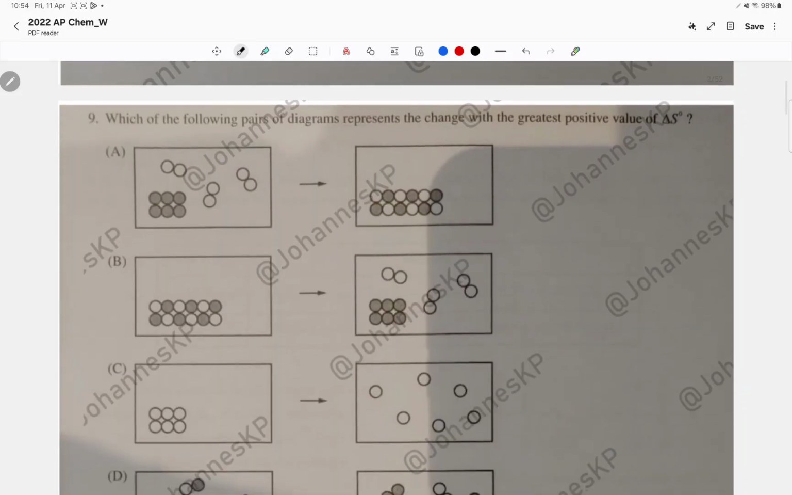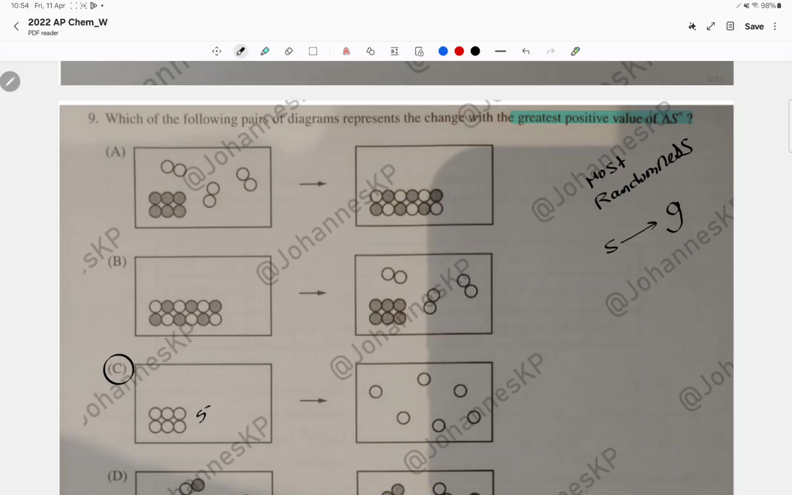9. Which of the following pairs of diagrams represents the change with the greatest positive value of delta S? Okay. So that means the most randomness, right? And the best way to get the most randomness is to go from solid to gas, which is going to be choice C.